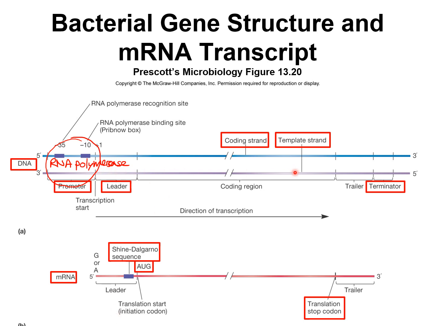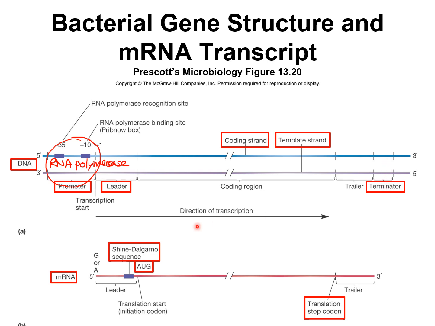Then it will transcribe the gene until it gets to the end of the gene, which is going to be indicated by another sequence in the DNA, and this is called the terminator. And so then the RNA polymerase will fall off and stop transcribing, and that will be the end of the messenger RNA. So you've got the promoter telling the RNA polymerase, hey, that's the start of the gene. And then you've got this terminator sequence in the DNA that tells the RNA polymerase that that's the end of the gene. You can stop transcribing.